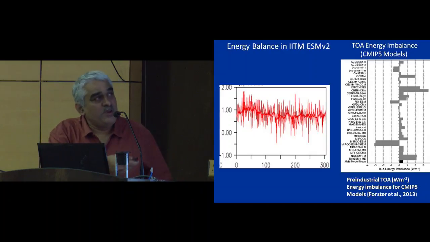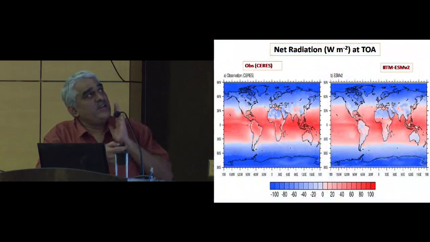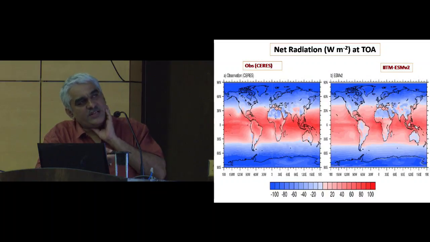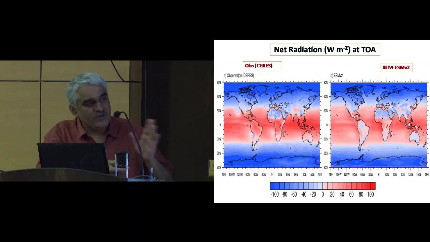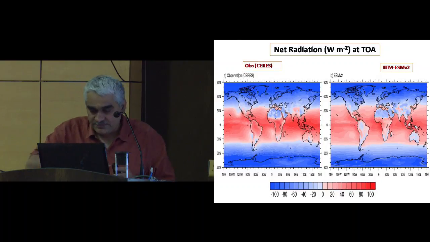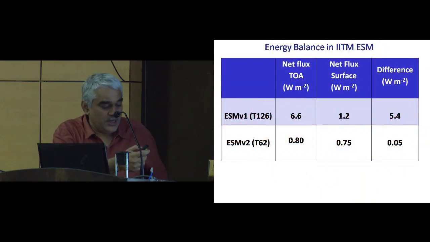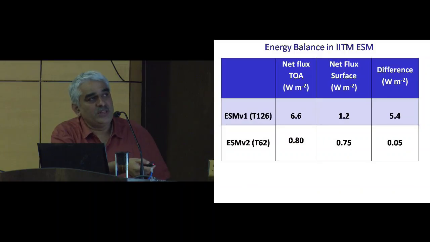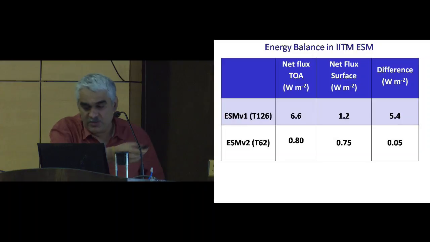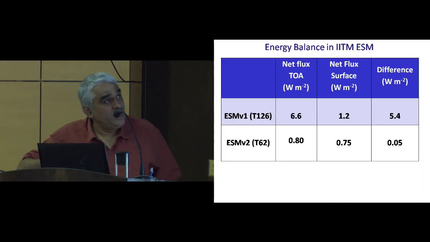Of course, in the spatial global mean we are okay, but regionally, when you look at the satellite observations, this is for the present day, the satellite era, and this is the pre-industrial simulation. Spatially of course there are differences, but the global mean balance is there at the top of the atmosphere. So this is a net summary. With the present version, version 1 at T126, the imbalance at the top was about 6.6 watts per meter squared. We have brought it down to almost 0.8, and at the surface it is a similar 0.75. So the atmospheric absorption is very low, something like 0.05, which is in a pretty good state.